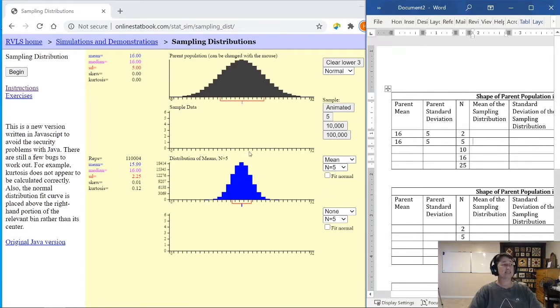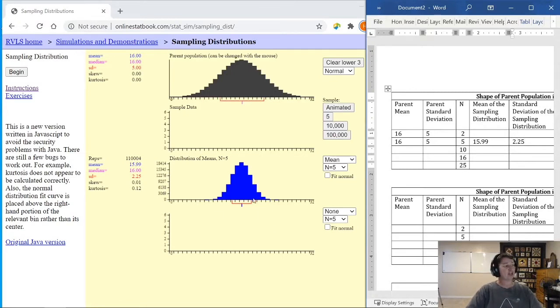And when I did, the mean of my sampling, that's what we call this new distribution, we call it a sampling distribution. It's a sampling distribution of means. And the mean of it is 15.99. So I'm going to put that 15 and 99/100ths in there. And then the standard deviation of this sampling distribution is 2 and 25/100ths.